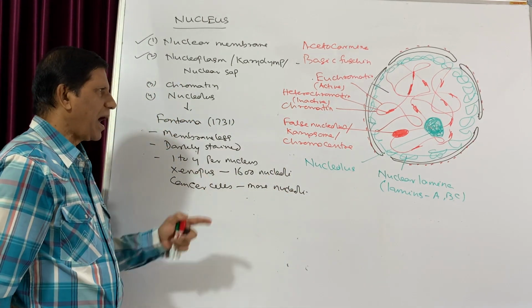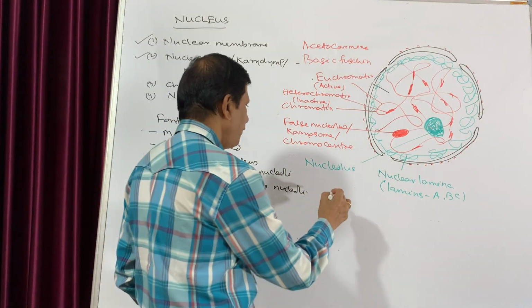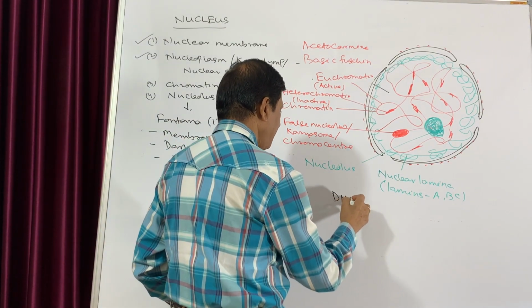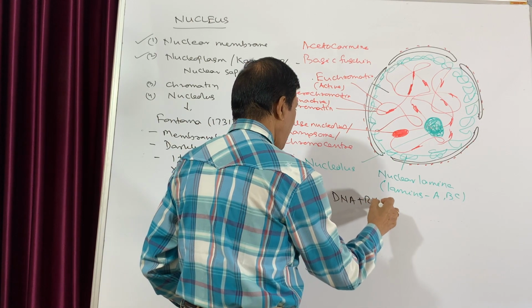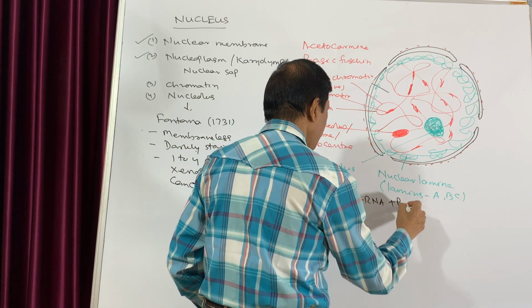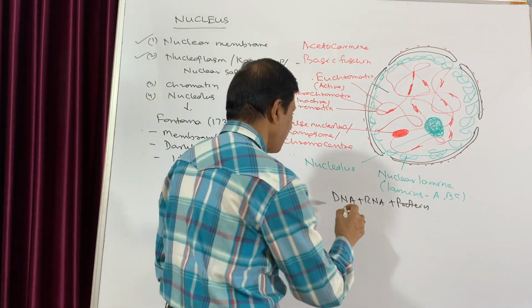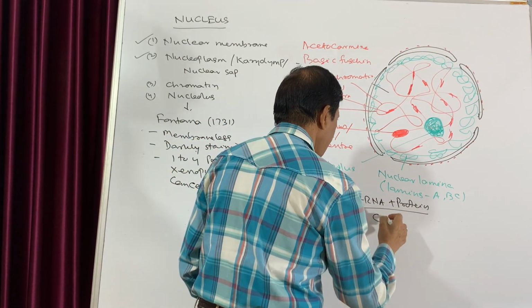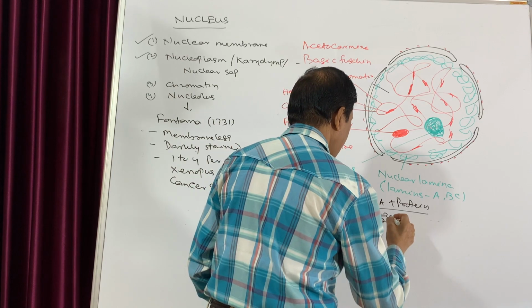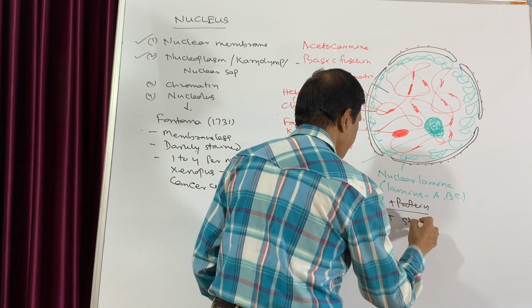And this nucleolus, chemically it consists of DNA, RNA and protein. And these three are stabilized together due to the presence of calcium ions. Calcium ions stabilize them.